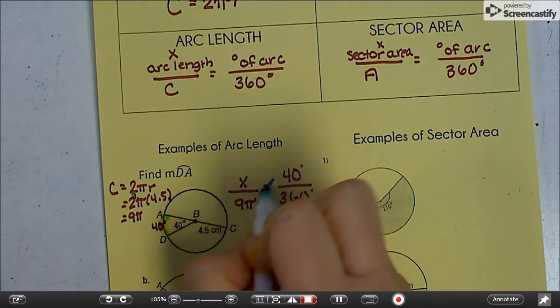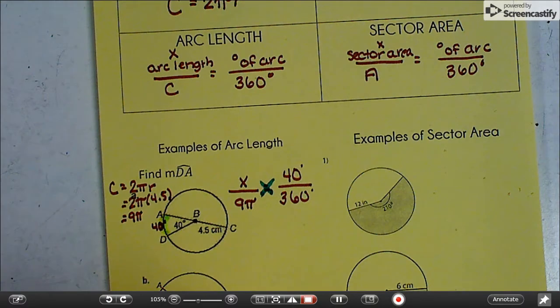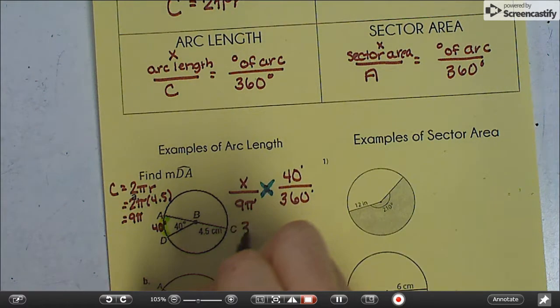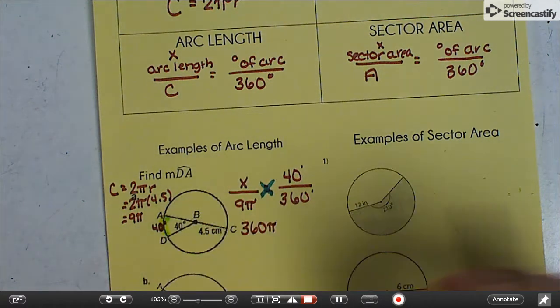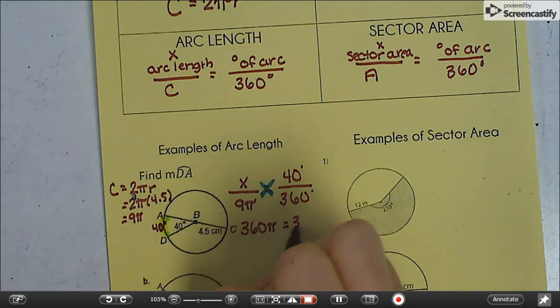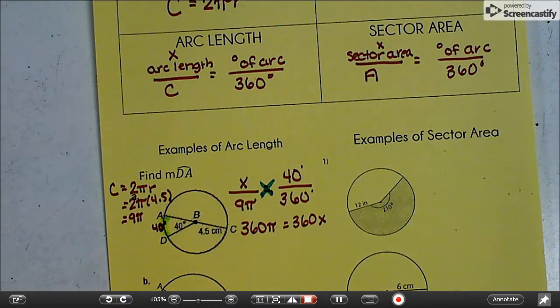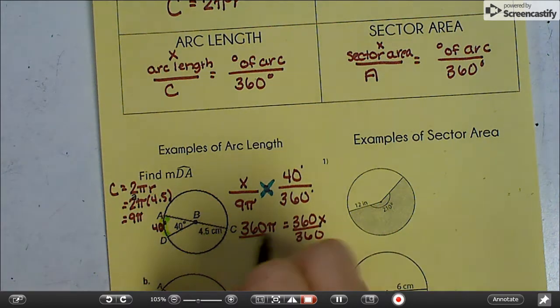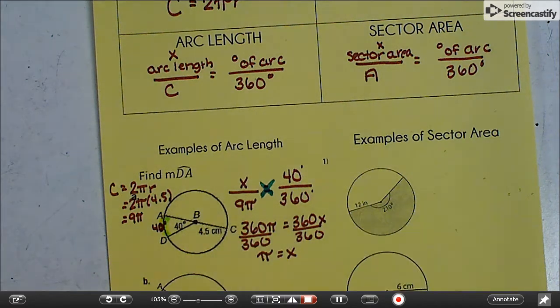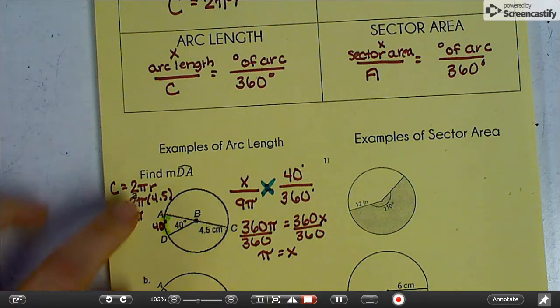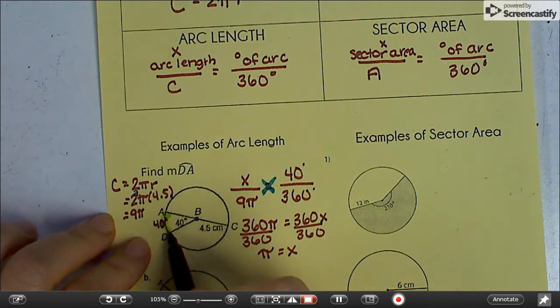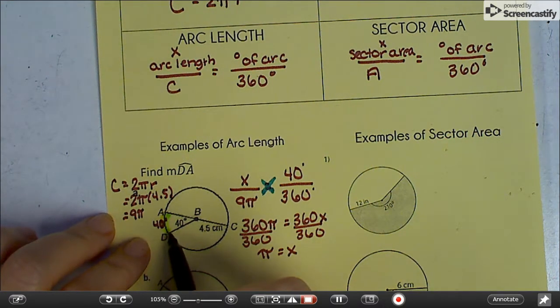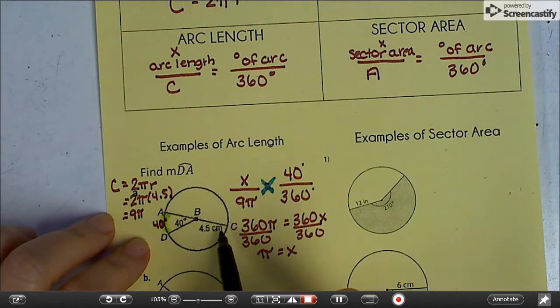We're going to cross multiply. So 40 times 9 is 360 pi equals 360x. We want to get x alone, so we're going to divide by 360. So pi equals x. What that means is that this piece of the arc right here is about 3.14 centimeters long. Okay?